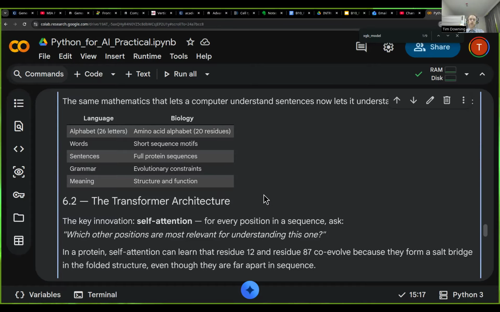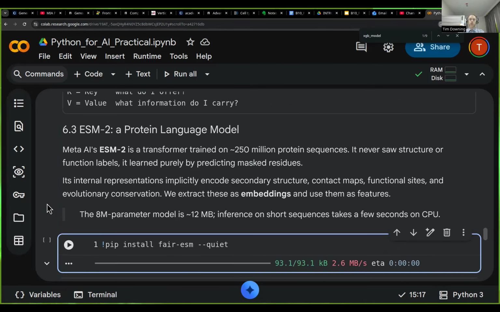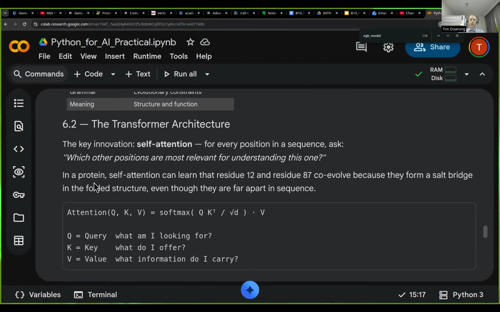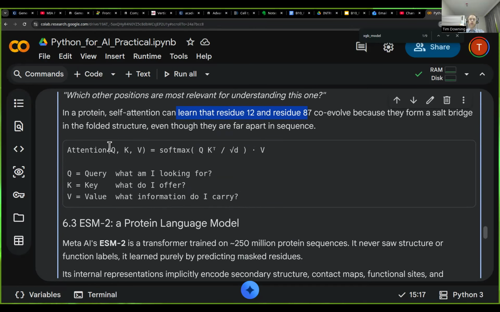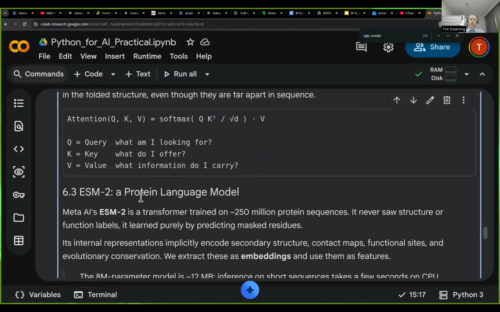Key to this is using transformers, which allow us to identify which sequences are more important. And they can identify, say, for example, that certain sequences are related to each other, even if they're far apart. And the attention scores are based on the Q, K, and V parameters, which are the query, key, and value parameters, which are a transformation to identify what am I looking for, what information do I offer, and what information do I carry.